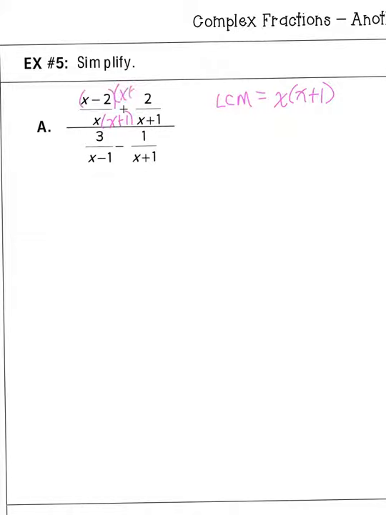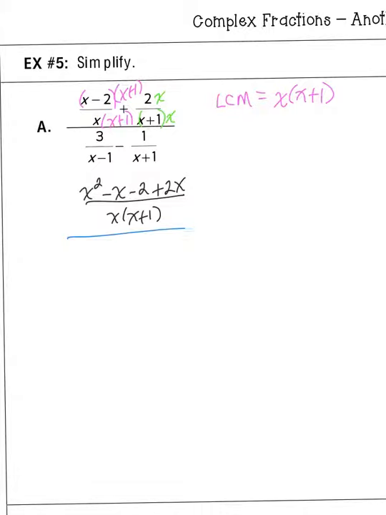And so this has to get multiplied by an x plus 1. And then the second fraction here is missing the x, so then the numerator has to get multiplied by the x. So I'm going to FOIL and collect like terms at the same time. So x times x is x squared. Then I get an x and a negative 2x, giving me a negative x. Negative 2 times 1 is negative 2. And then plus 2x, all divided by the LCM of x times x plus 1.